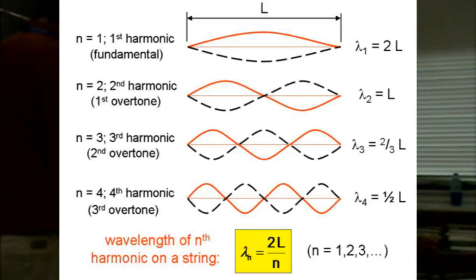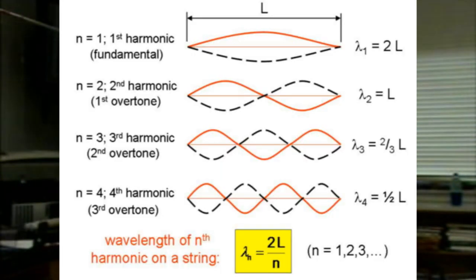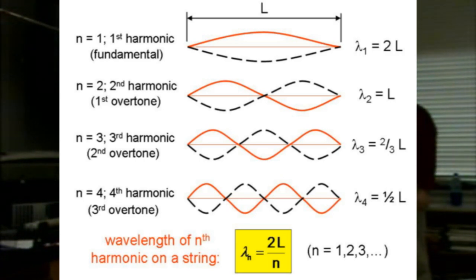So here's our equation. We only want 2 of the antinodes, no matter what the length is, or no matter what the number of antinodes is. N represents the number of antinodes, and only 2 of them are the wavelength. So 2 times the entire length divided by the number of antinodes gives us the wavelength.